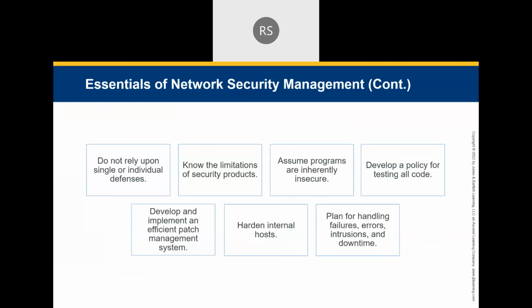You also want to establish an effective patch management system to promptly deploy security patches and updates for the operating systems, applications, and firmware to mitigate known vulnerabilities. You also want to implement security hardening measures on internal hosts to minimize attack surfaces, restrict unnecessary services, and enforce strong access controls. Another essential is to develop a comprehensive contingency plan for handling system failures, errors, security incidents, intrusions, and downtime to minimize disruptions and ensure business continuity.